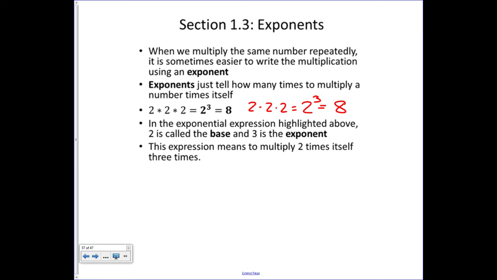Okay, so in this exponential expression, 2 is known as the base. It's the thing that's being raised to the power, the thing that's being multiplied. And 3 is known as the exponent. It's the part that's telling you how many times to multiply. So this expression basically just means multiply 2 times itself 3 times. So 2 times 2 times 2.